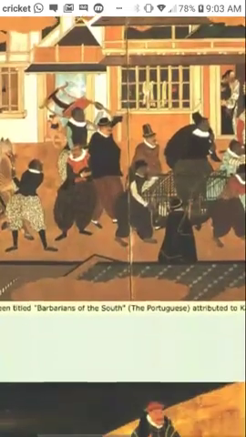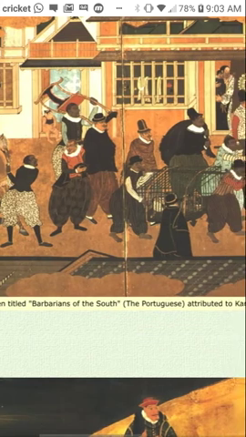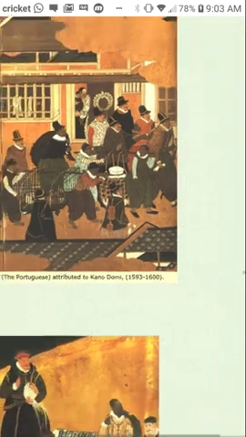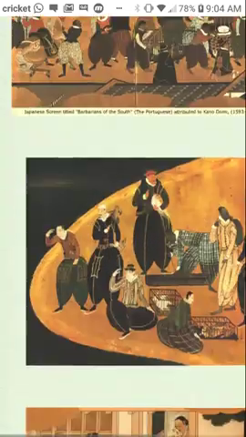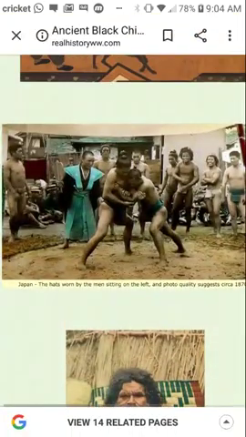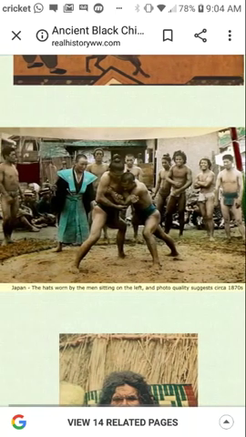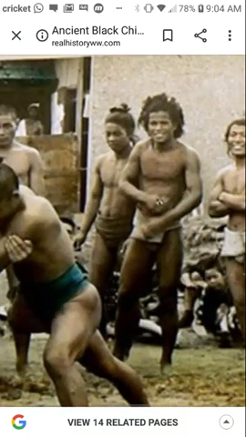These are some paintings that show a Japanese screen titled Barbarians of the South, the Portuguese, attributed to Kano Domi. And notice Portuguese are still majority black skins in the 1593 to 1600s. Okay? They're getting lighter and lighter. Talk about Japanese. This is Japan. The hats worn by the men sitting on the left and photo quality suggest circa 1870s. Now, let's see if we find any. It's a black dude right there.